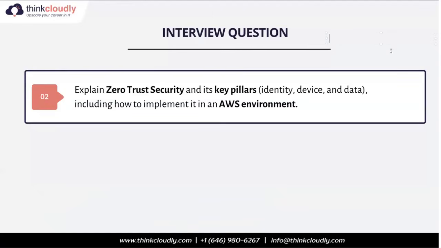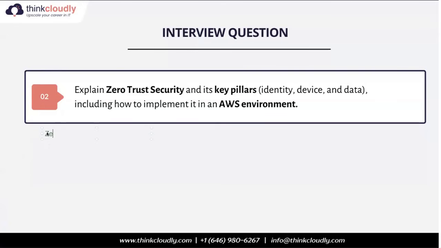Okay, over to you. The next question is, explain zero trust security and its key pillars: identity, device, and data, including how to implement it in an AWS environment. So should we try to explain this question about zero trust security as if you are answering the question in the interview? Okay, sure.